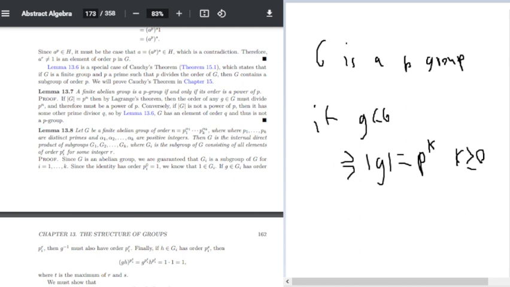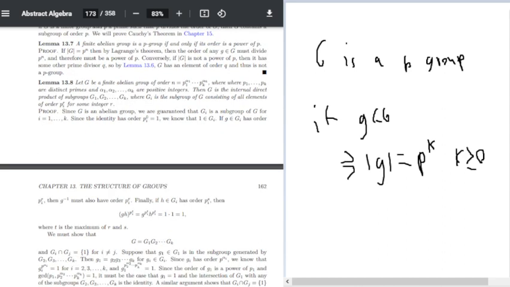Lemma 13.7. A finite abelian group is a p-group if and only if its order is a power of p. Proof. If the order of G is equal to p^n, then by Lagrange's theorem, the order of any g in G must divide p^n, and must therefore be a power of p. Conversely, if the order of G is not a power of p, then it has some other prime divisor q, so by Lemma 13.6, G has an element of order q, and thus is not a p-group.